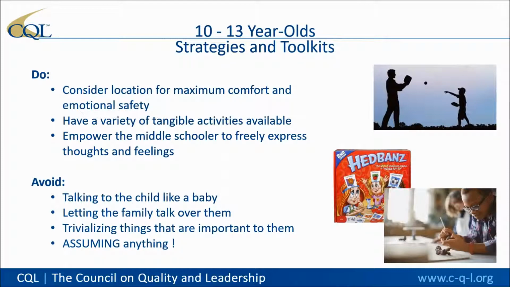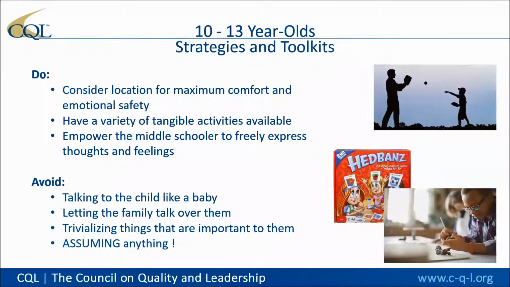So that's really important. Have a variety of tangible activities. Kids always like to draw. Adults like to draw. Anything that they can do to express themselves, write, things like that, just to keep their hands busy if that's what they need. You really want them to freely express their thoughts and feelings. A lot of times I think children in this age aren't really asked their opinion a ton outside of their family. So this is a really good time to tell them that they have a voice that matters, and it's good to express how they feel.